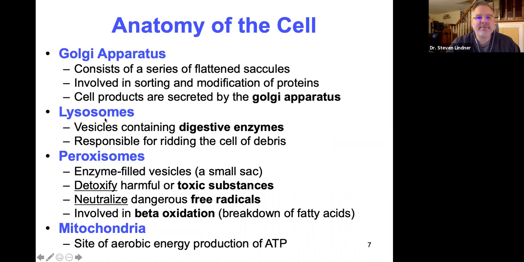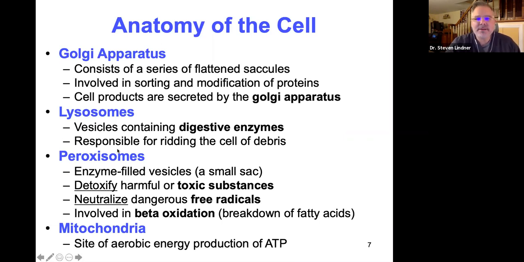Okay, let's look at the Golgi apparatus, lysosomes, peroxisomes, and mitochondria now. So the Golgi apparatus consists of a bunch of these flattened saccules, and they're involved in modifying the proteins that the endoplasmic reticulum produced, especially the ribosomes, the rough ER. So it can take them in, and then the Golgi complex or apparatus is going to sort them out and ship them out, almost like a UPS or a FedEx. And I'll show you what that looks like in another model.